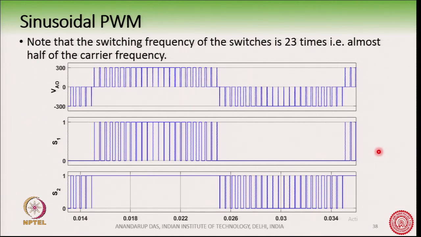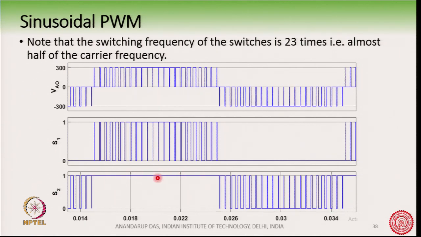Now, similarly, we will also see that S2 will be switching around 23 times, that is half the carrier frequency. However, note that there is a difference in the pattern of S1 and S2. In case of S1, you see that S1 is off here, S1 is also off here, and in between S1 is turning on and off several times. On the other hand, you see S2 is on throughout this period.